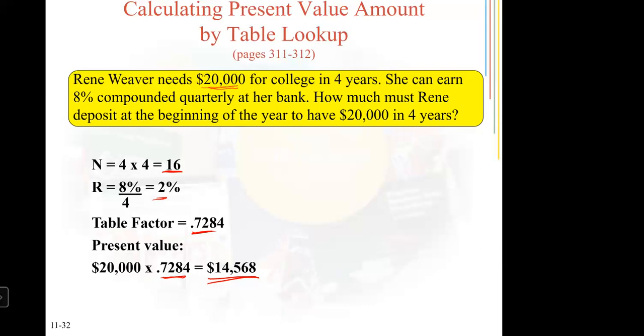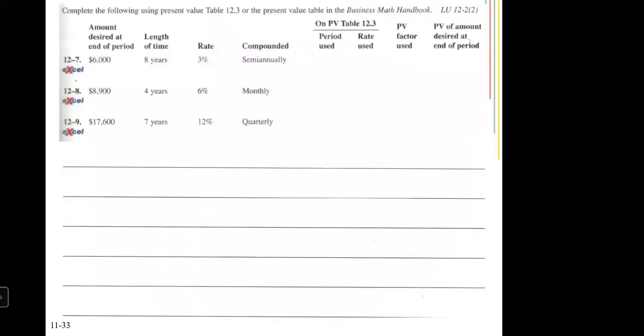All right, so let's look at a few of these. Let's see. Okay, so look at 12-7. It says complete the following using present value table. I guess we could try the formula too, but let's look at the first one, 12-7.